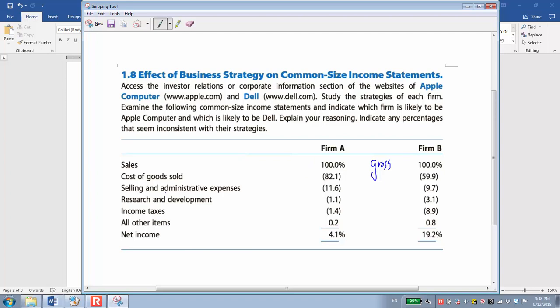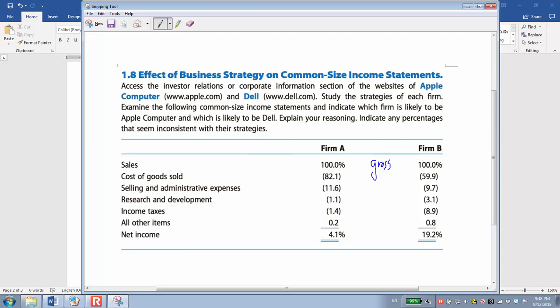Right? The selling and administrative expense is quite discretionary, because different managements can determine how much money they spend on marketing, right? So this ratio is kind of hard to use as a good indicator to identify the firms. And also they are very similar, right? Just a 1.9% difference.